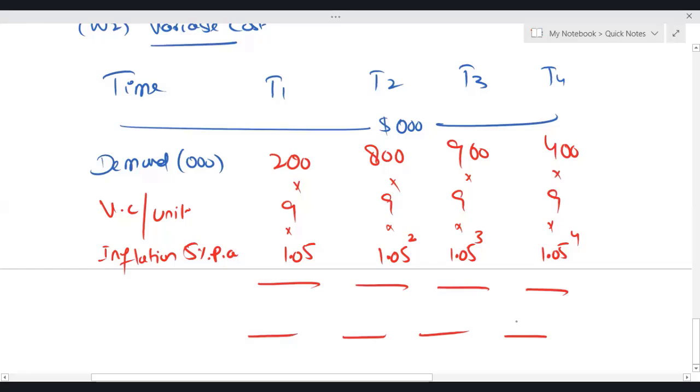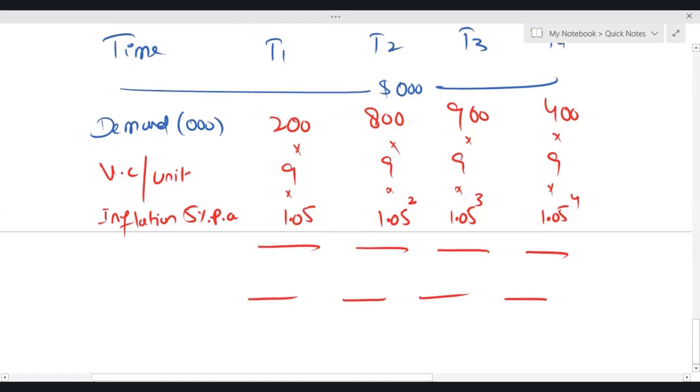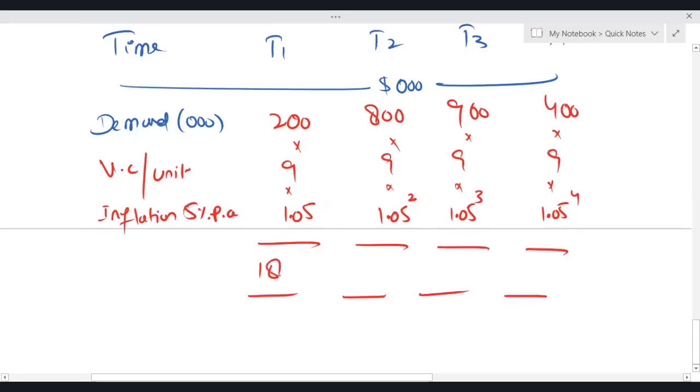So 200 into 9 into 1.05. Okay. 200 into 9 into 1.05. I'm getting 1890. 800 multiplied by 9 into 1.05 and then power 2. I'm getting 7,938. Please, students, do check.